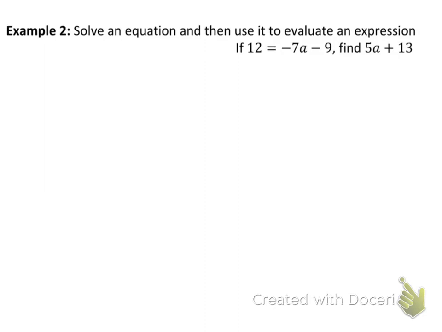The next one that we look at is solving an equation and then using it to evaluate an expression. So you might see this a couple times. It's very big on the SAT. So if you see something like 12 equals -7a minus 9, I'm going to rewrite that just off to the side here. That's the equation we're going to solve to start. Okay, so afterwards we're going to do this, but just to start, we actually need to find what a is. So I've got to solve this equation. 12 equals -7a minus 9.